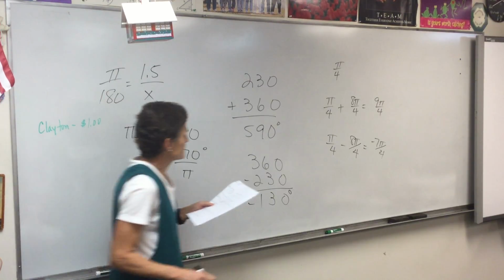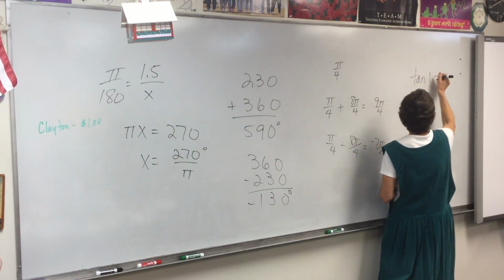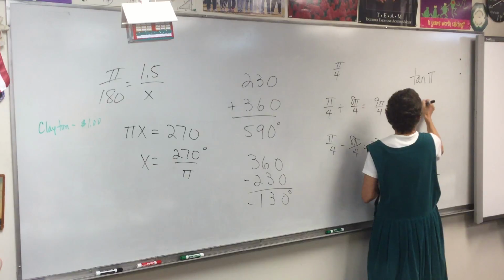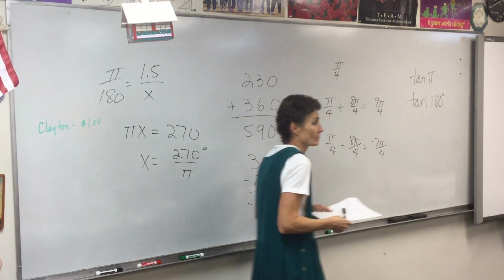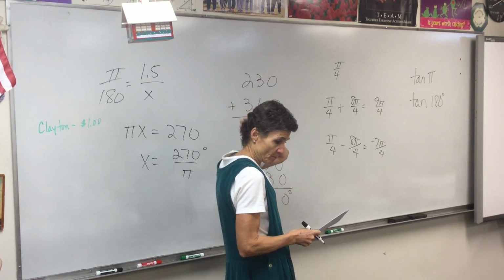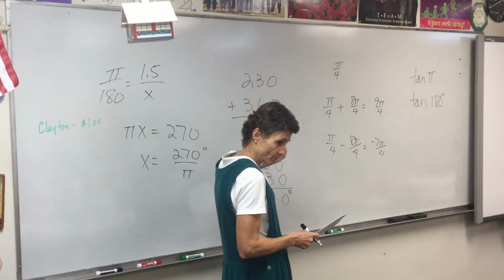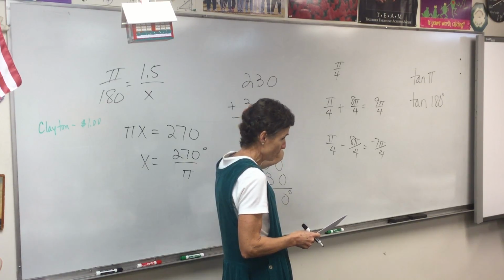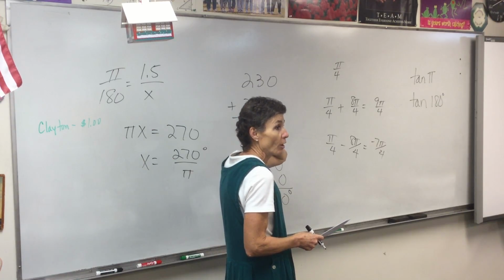Okay, number 5, find the tangent of pi, which is finding the tangent of 180. Would you agree with that? So here we go. Some of you are writing. I hope you're writing math. What are you putting down on your paper right now? You drawing a picture?